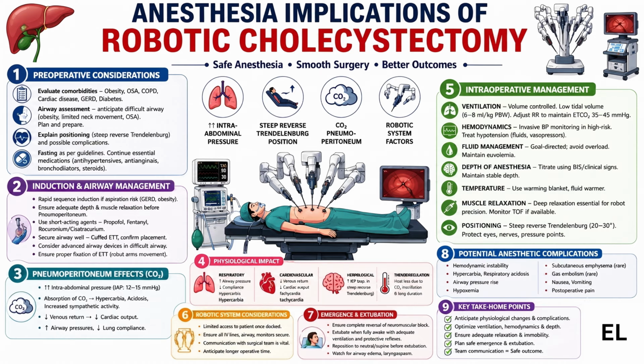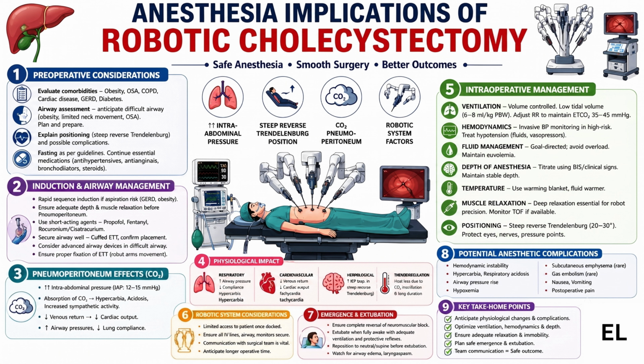Robotic cholecystectomy commonly requires a steep reverse Trendelenburg position, often around 20 to 30 degrees, sometimes with additional lateral tilt, depending on the surgeon's requirements. This position facilitates exposure of the upper abdomen, but has important cardiovascular consequences.